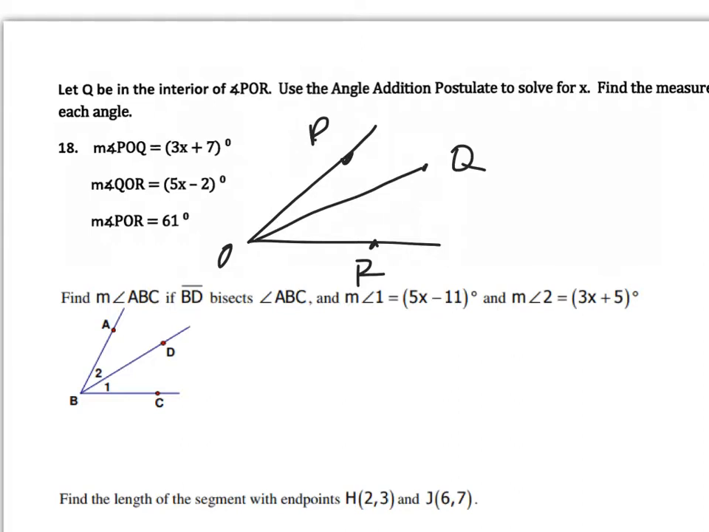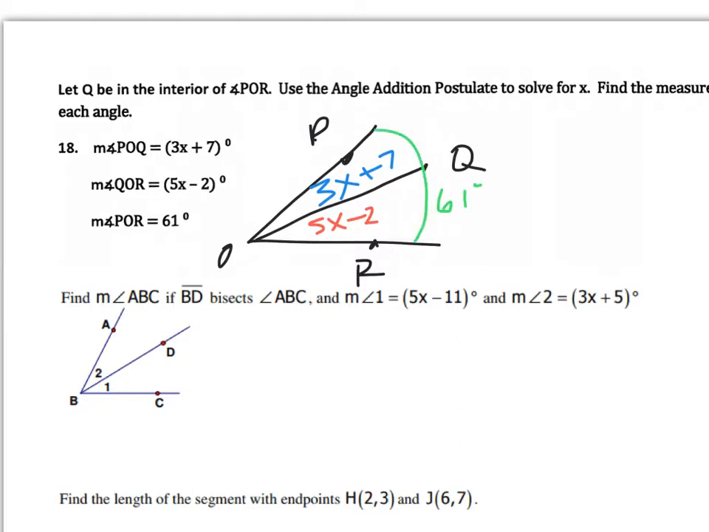Use the angle addition postulate, that just kind of means use your brain with this one, to find the measure of each angle. So POQ is 3x plus 7. QOR is 5x minus 2. And then POR, the whole thing, is 61 degrees.